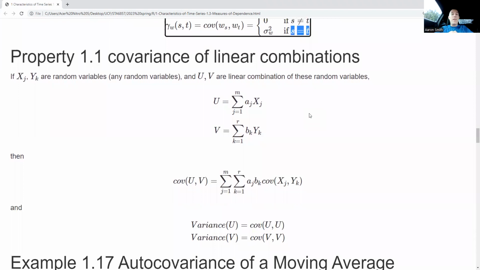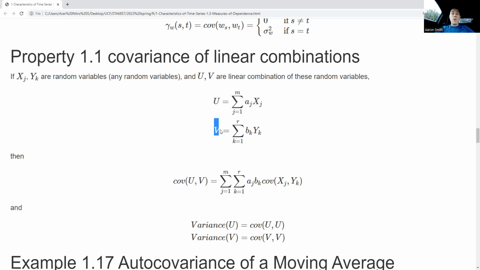Now, let's go ahead and take a look at linear combinations of random variables and the covariances that we can get from them. So let's say that I have any two random variables that are linear combinations of some other random variables, x and y. We're going to say that u is a linear combination of the x random variables. The x's are random variables, the a's are coefficients, and then u is the coefficients times the random variables added up.